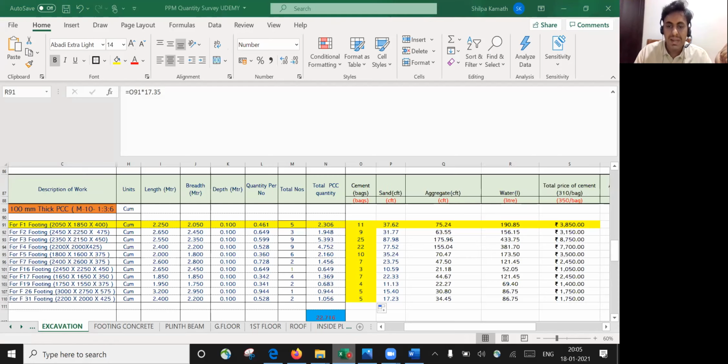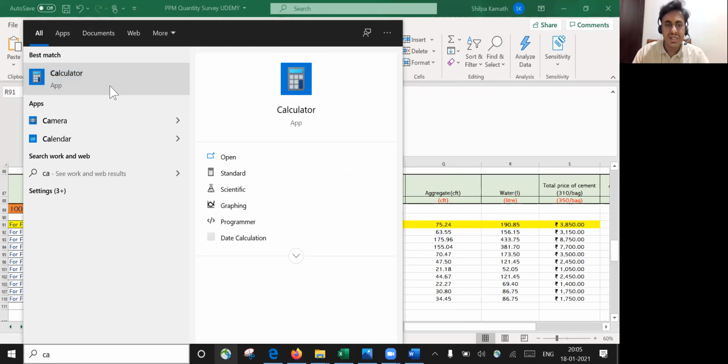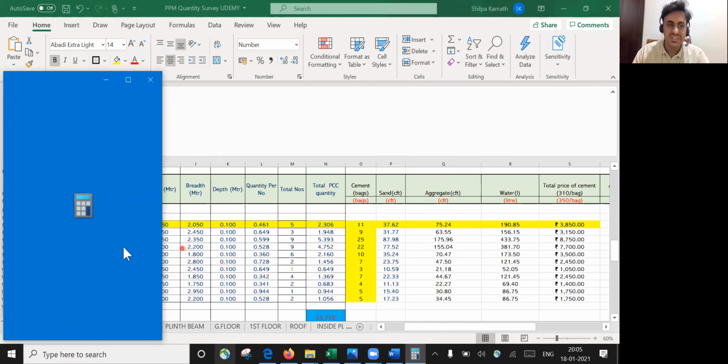Now going back to that. So what I've done for the water, whatever is my cement bag, I got 11 cement bags. 11 into 17.36 will give me 190.85. We'll try to do this again if you want. Calculator. How many cement bags am I getting? Total 11 cement bags are required.